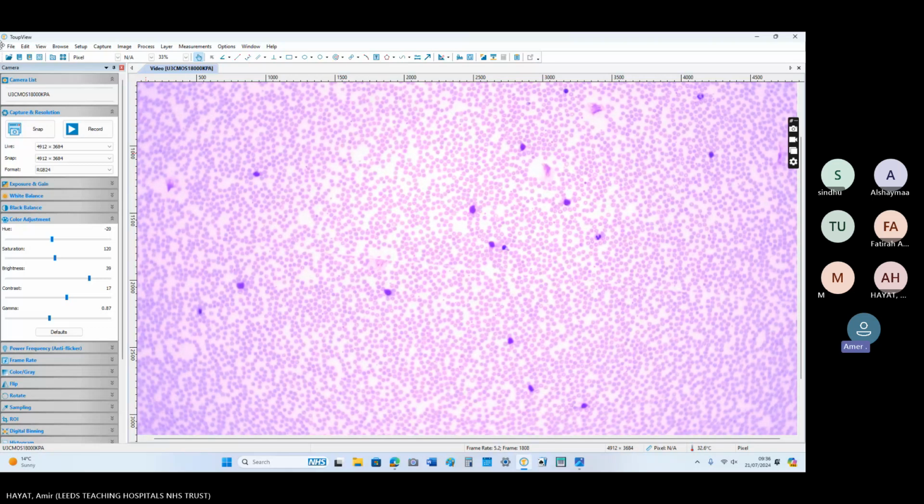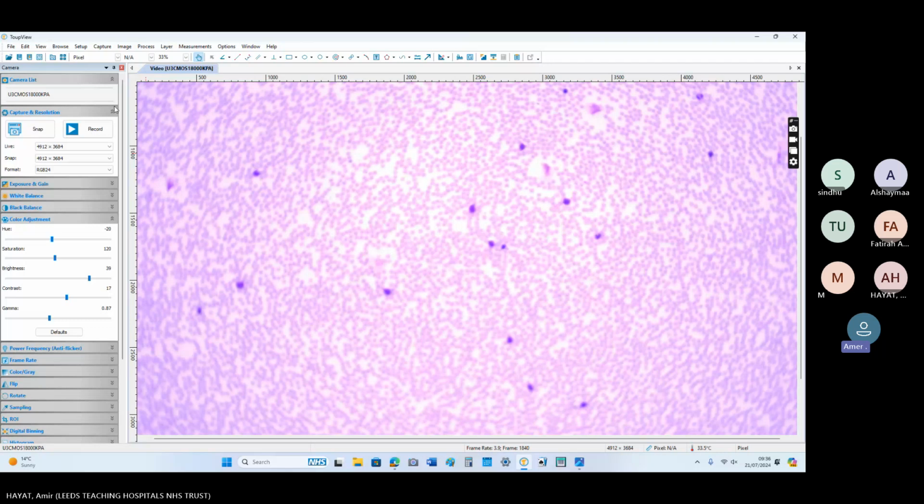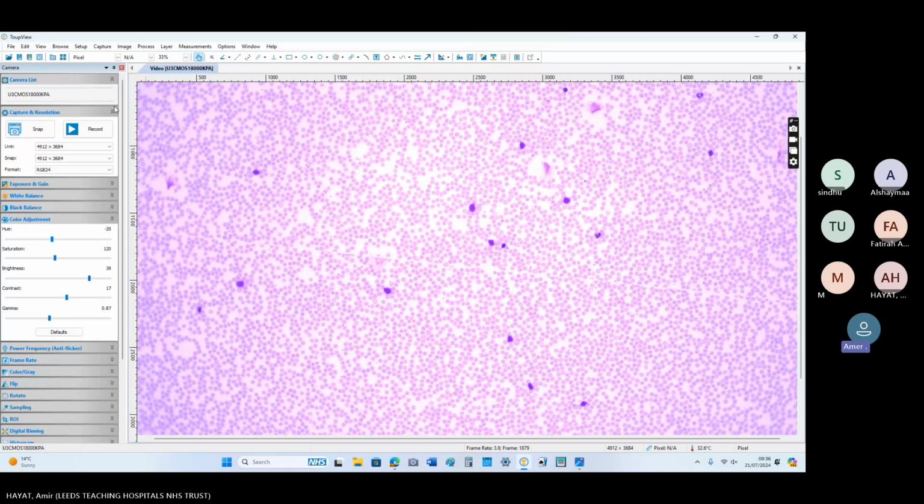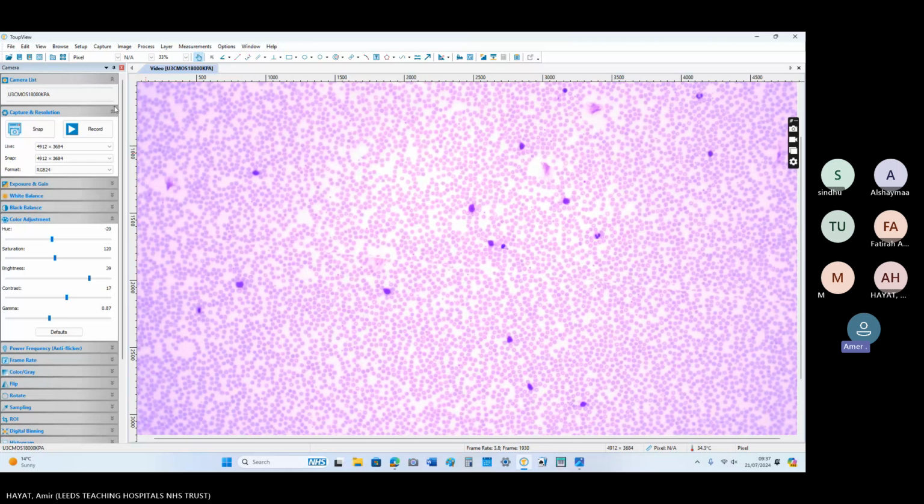So this is the first case. This is a 22-year-old lady who presented to medical department with fever, and upon examination, she has some lymphadenopathy as well. The biomedical scientist from the lab called you because he has seen some abnormal cells in the blood film. So he wants you to see this blood film and take over the case.